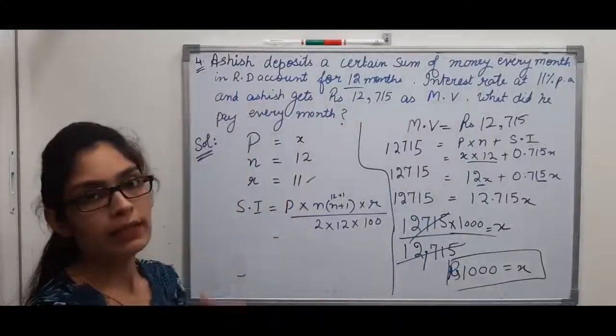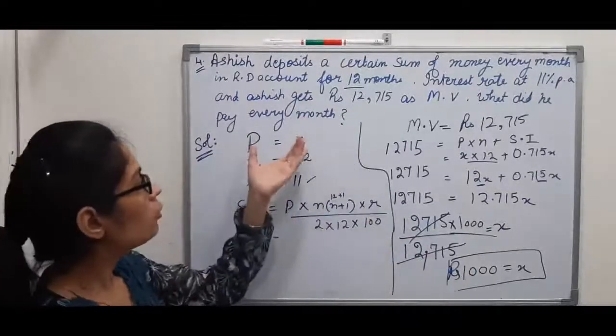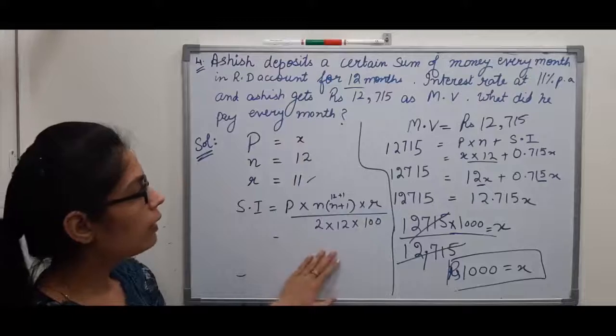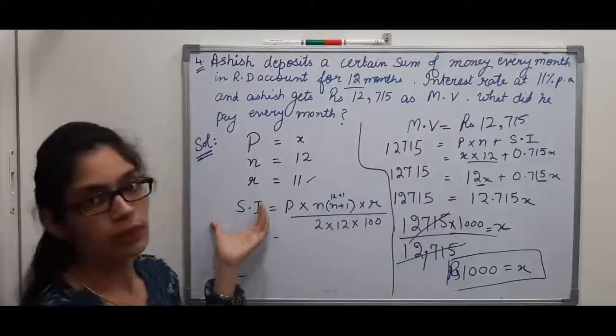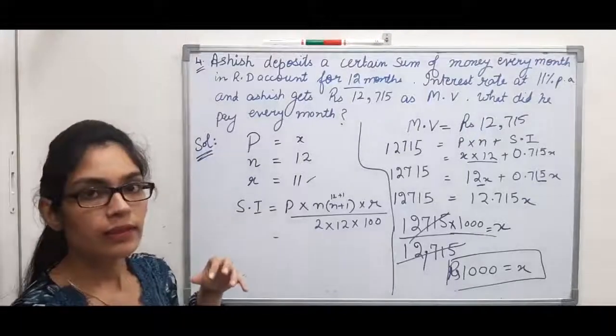Hence we calculated the amount which is paid per month by using the maturity value and simple interest. Let's do the next question now.